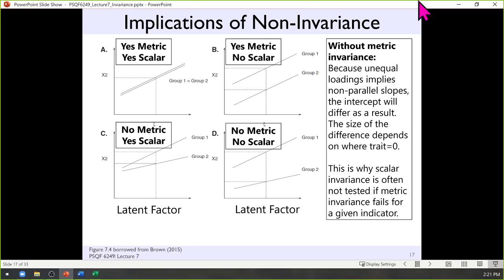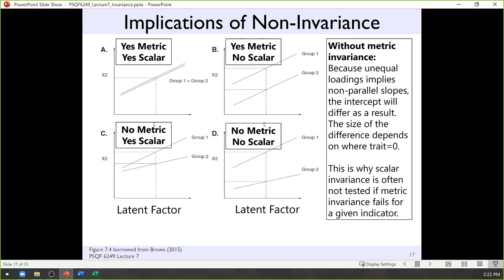So at the same latent trait, you hit the same expected y. Here's a picture where we have metric invariance but not scalar, because even though the slope is the same, for whatever reason, at the same level of the latent trait, people who are in group 2 have a lower response. So there is something else besides the trait that is causing group 1 to have a higher predicted response at the same trait level than people in group 2.